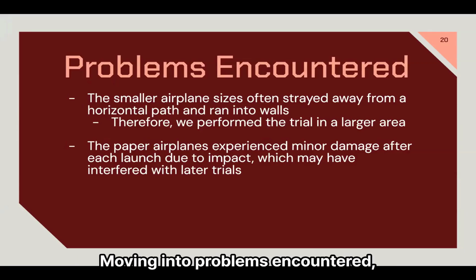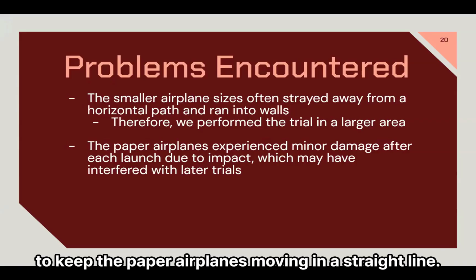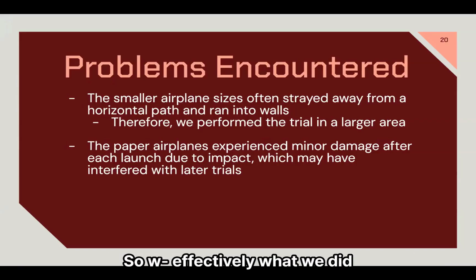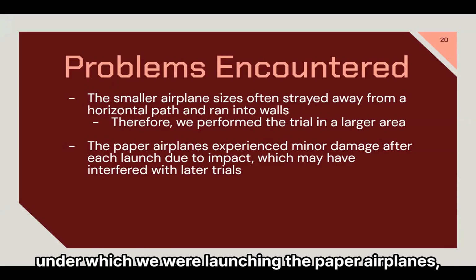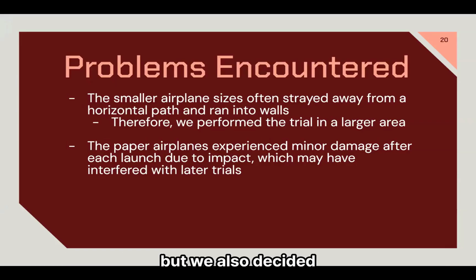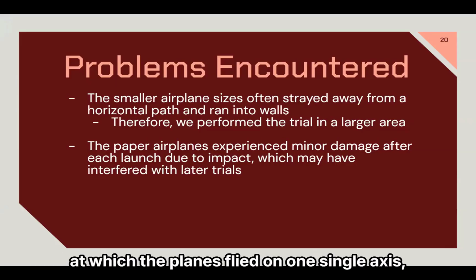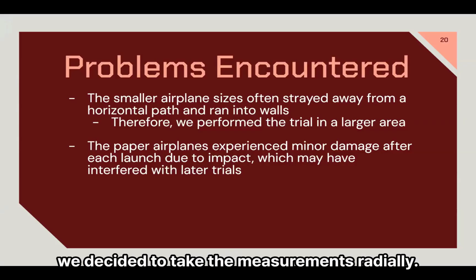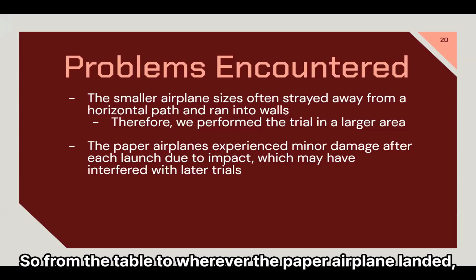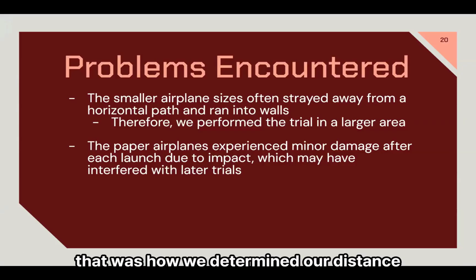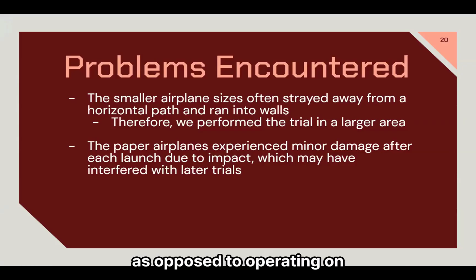Moving into problems encountered, the first thing we noticed was that it was really hard to keep the paper airplanes moving in a straight line. So effectively what we did was we opened up the area in which we were launching the paper airplanes, and instead of measuring the distance the planes flew on one single axis, we took the measurements radially. So from the table to wherever the paper airplane landed, that was how we determined our distance, as opposed to operating on one horizontal scale.